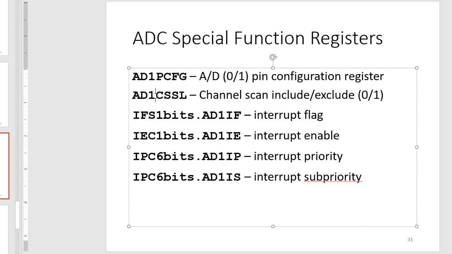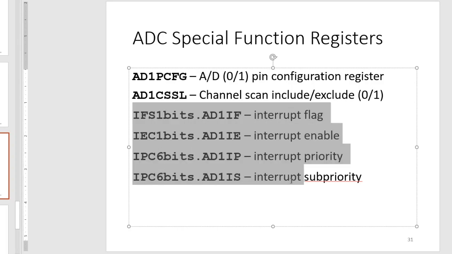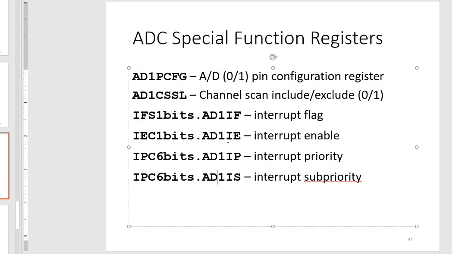Then next is the CSSL, or channel scan register, wherein we specify which channels we are including or excluding when we want to use the ADC in channel scan mode. And then lastly, these are the interrupt registers associated with the ADC. So the interrupt flag and interrupt enable are in the IFS1 and IEC1, and our interrupt priority is in IPC6.